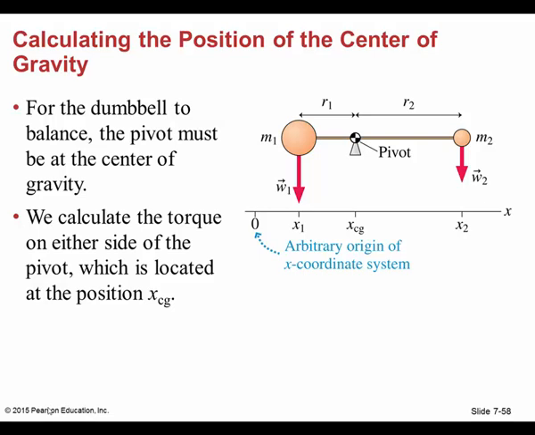All right, looking here, we're going to calculate the center of gravity. We calculate the torque on either side of the pivot, which is located at the position XCG. That's called the center of gravity. Oh, by the way, too, notice how the center of gravity is much closer to the larger mass than the smaller mass. Well, again, why? Because that is the point at which it will balance.